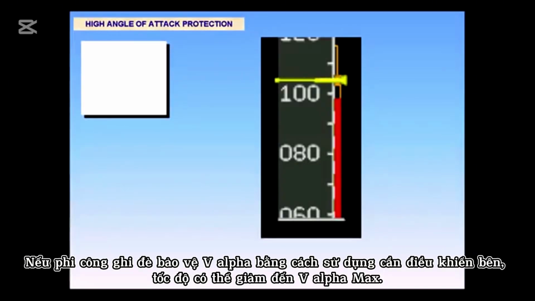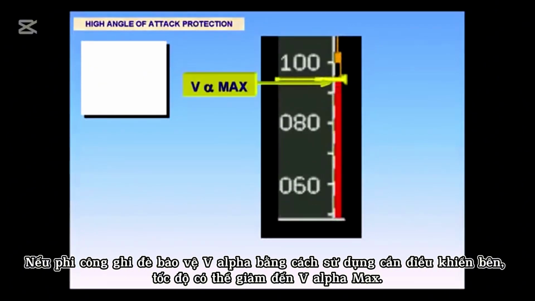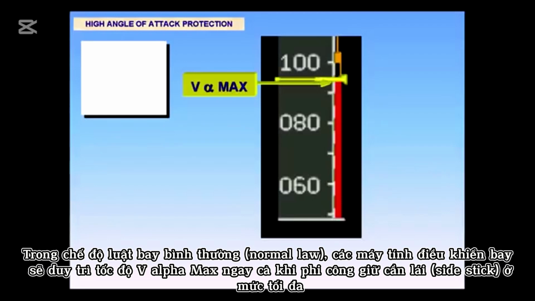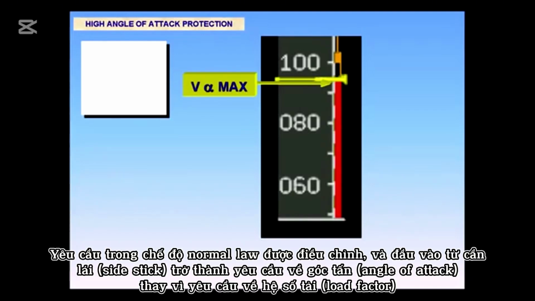If the pilots override V alpha protection using the side stick, the speed can reduce to V alpha max. In normal law, the flight control computers will maintain V alpha max even if a pilot holds a side stick fully aft. Nose-up pitch trim is inhibited. In the protection range, the normal law demand is modified and side stick input is an angle of attack demand instead of a load factor demand.